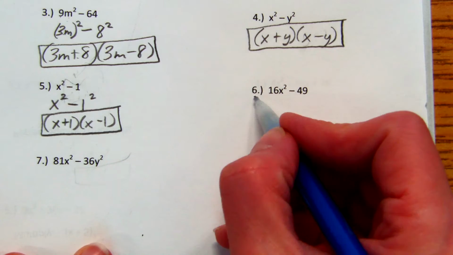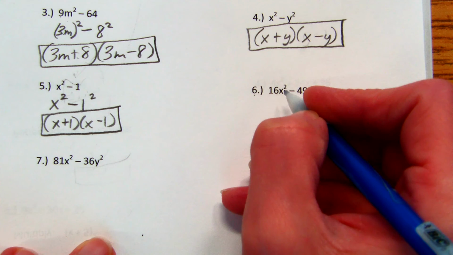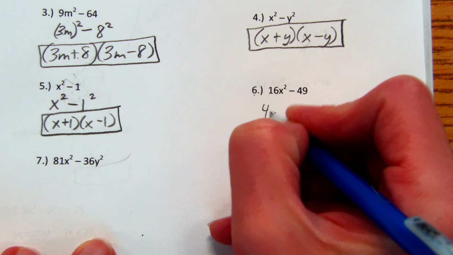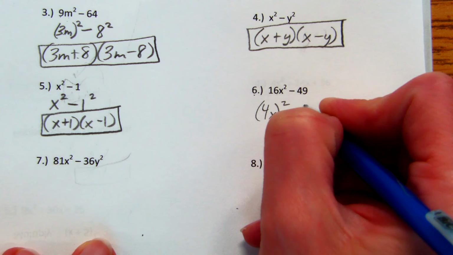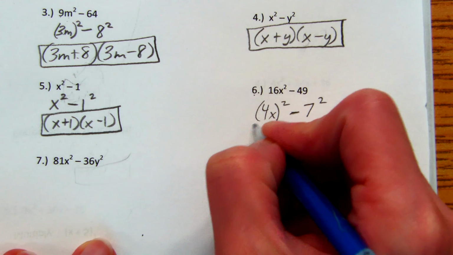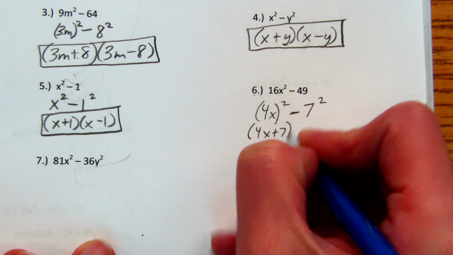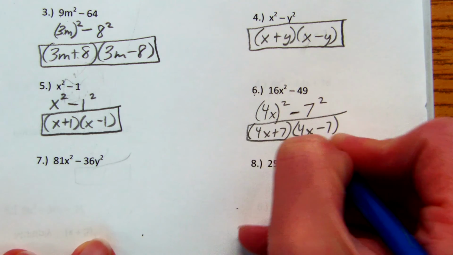Okay, so let's take a look at 6. How can I write 16 as something squared? 4x. Good. Squared. And then what about 49? 7 squared. Okay, so I've got 4x and 7, so I can do 4x plus 7 and 4x minus 7.